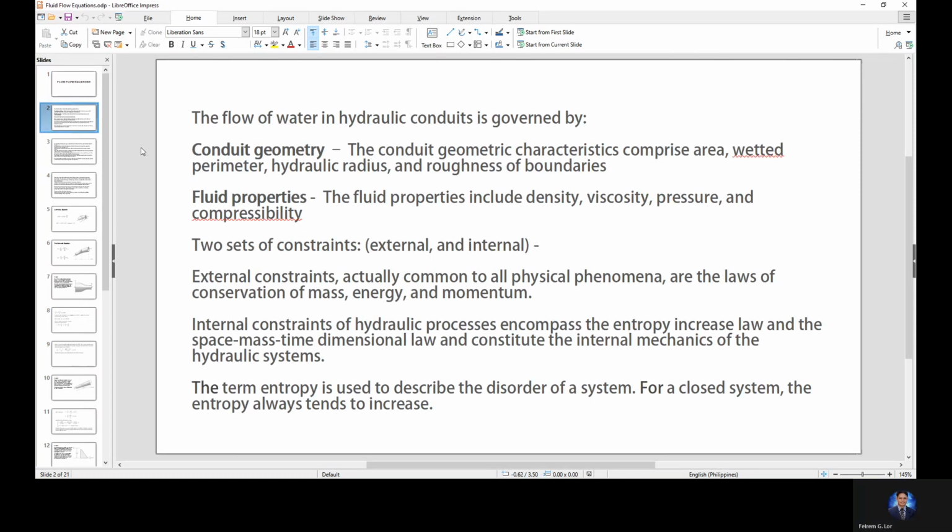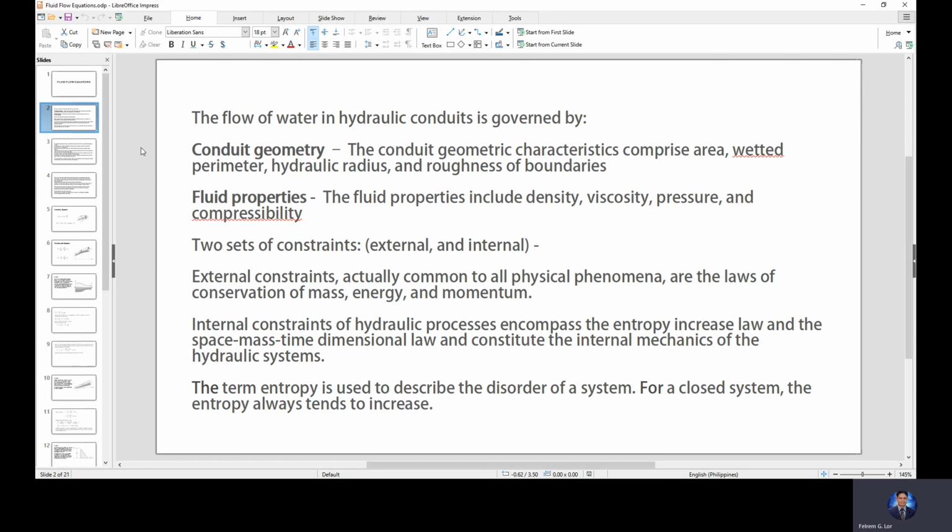So far, we have discussed the flow of water. We tackled that already in previous topics. But so far, we have discussed the flow of water in hydraulics, and it is governed by the conduit geometry, fluid properties, and some constraints, the external and internal constraints.